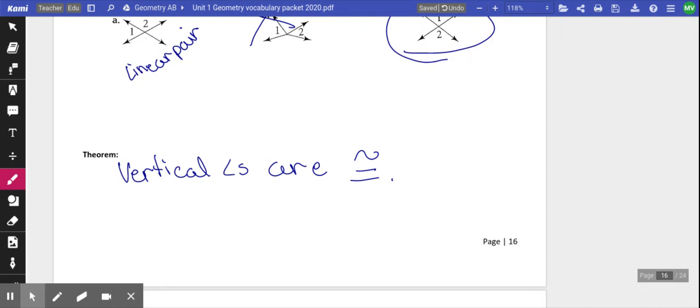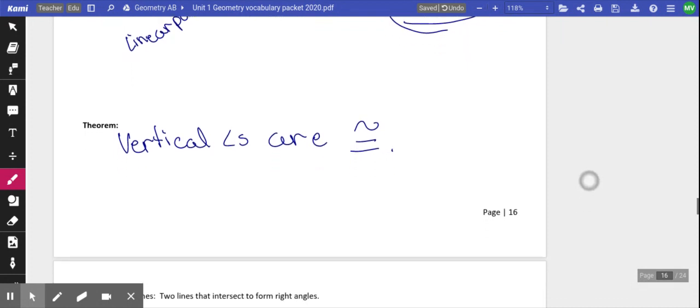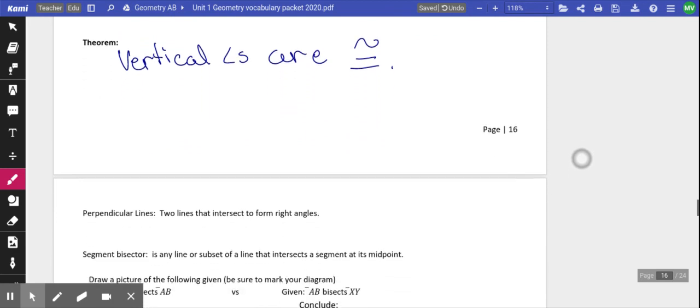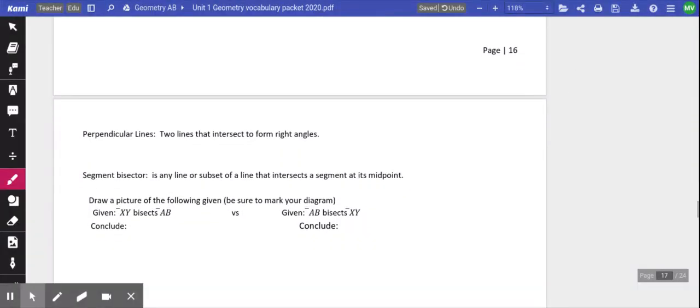Notice when I'm writing up my theorems, I use a lot of symbols. That's because mathematicians, we don't like to write, and you're going to have to write a lot of these, so symbols are going to become handy. Perpendicular lines are two lines that intersect to form right angles. Our symbol for perpendicular is an upside down T, like that.